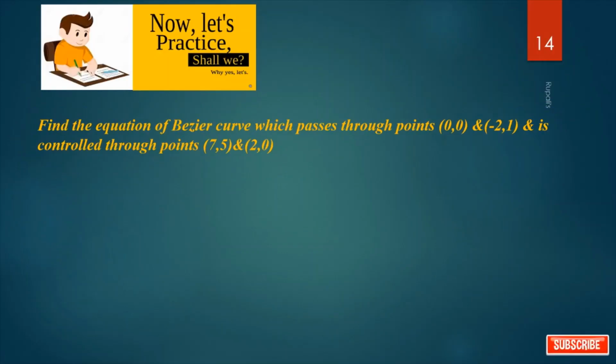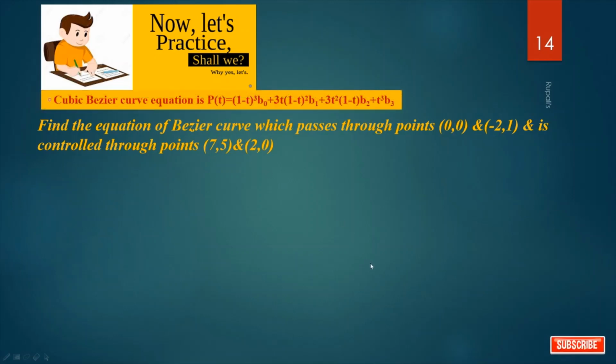Find the equation of the Bezier curve, another problem. Find the equation of the Bezier curve which passes through the points 0, 0 and minus 2, 1 and is controlled through points 7, 5 and 2, 0. So it passes through these 2 points and is controlled by these 2 points. What does that mean? This is the equation for the cubic Bezier curve.